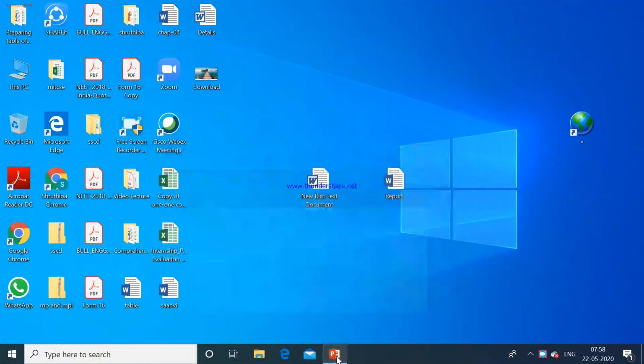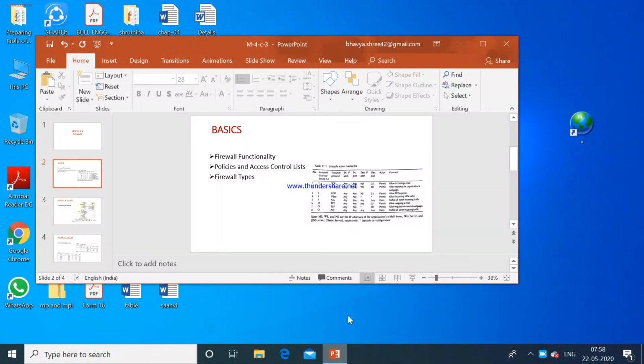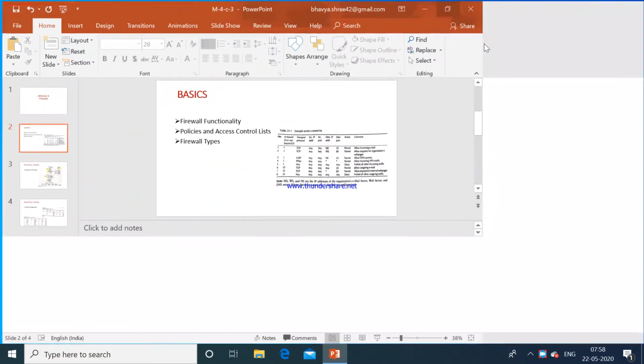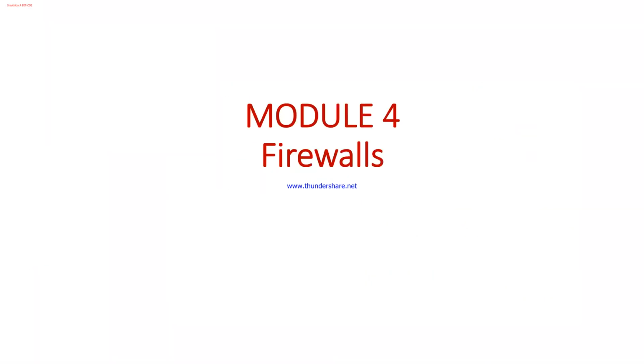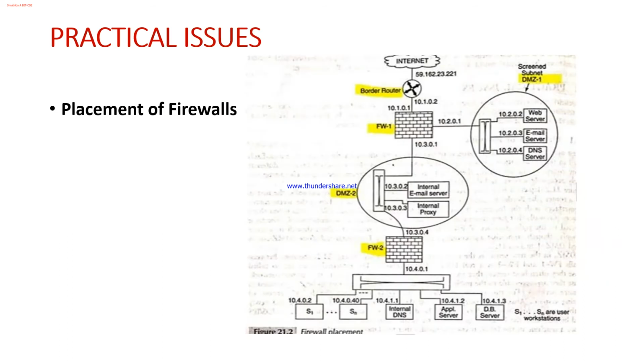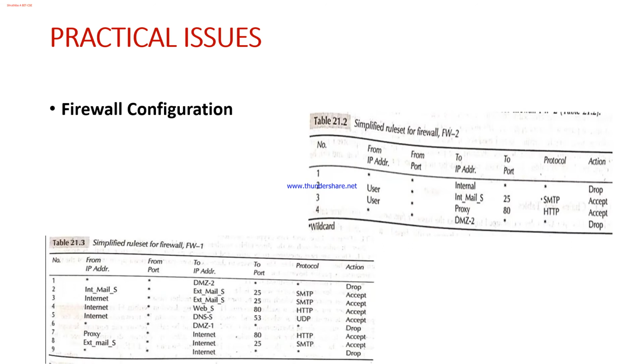Firewall, which we were discussing in the previous video. So to continue with that, next we have the practical issues to discuss. We have two practical issues to discuss. One is the placement of firewall. So where exactly should I place the firewall? And the second one is the firewall configuration. So how exactly am I supposed to configure the firewall?